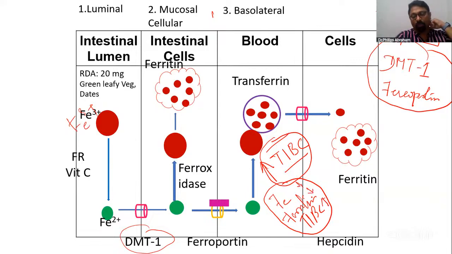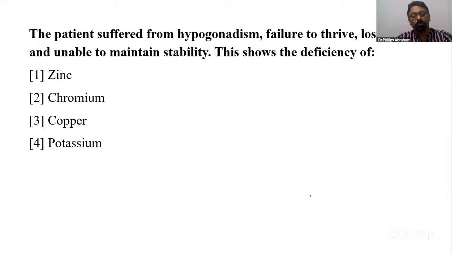Understand? Okay. Let's go into another mineral, zinc. Patients suffering from hypogonadism, failure to thrive, loss of taste, unable to maintain stability. These show the deficiency of, I already said the answer, zinc is the answer. Please note that during the COVID time, we made an awareness that the patient should take zinc plus vitamin.